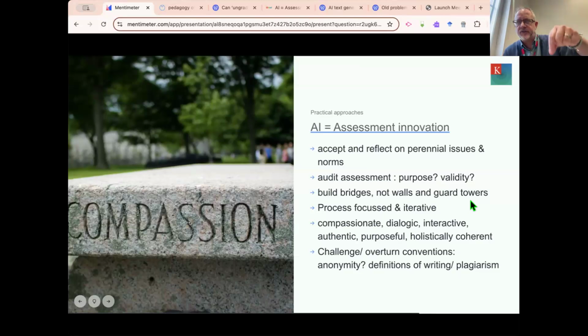What is the point of this assessment? What am I actually trying to measure here? What am I trying to achieve? Because sometimes when you ask that question, I'm sure none of you are like this, but when I ask some colleagues in some departments, what is the point of this assessment? Oh, we've always done it. We've always done it. That's not an answer to my question.